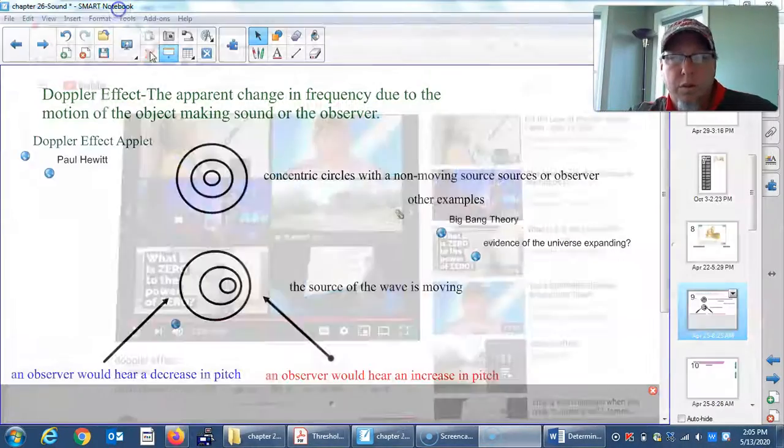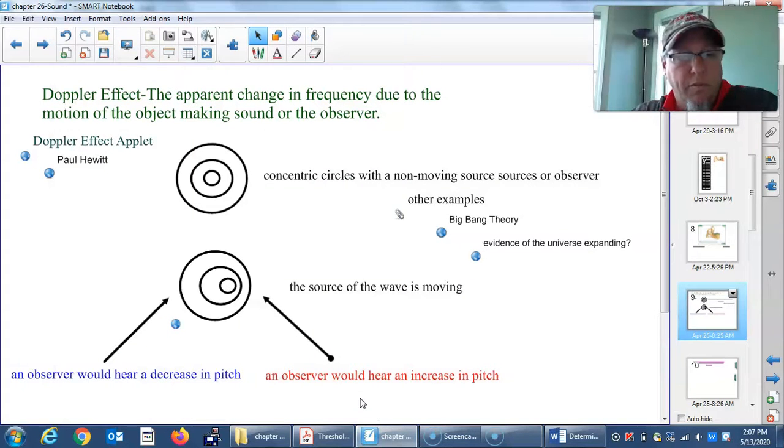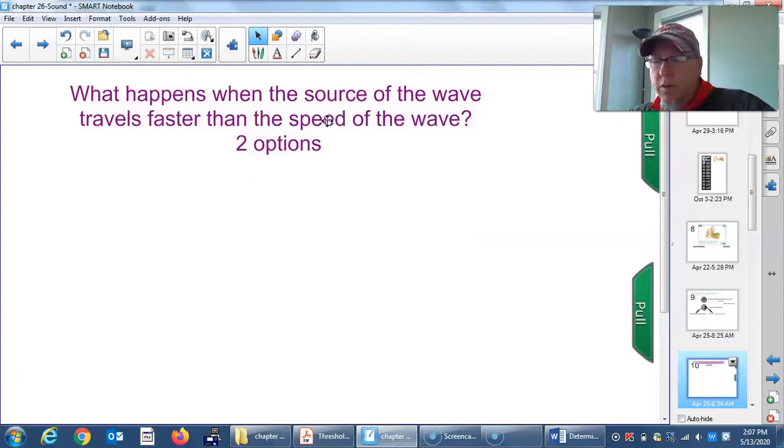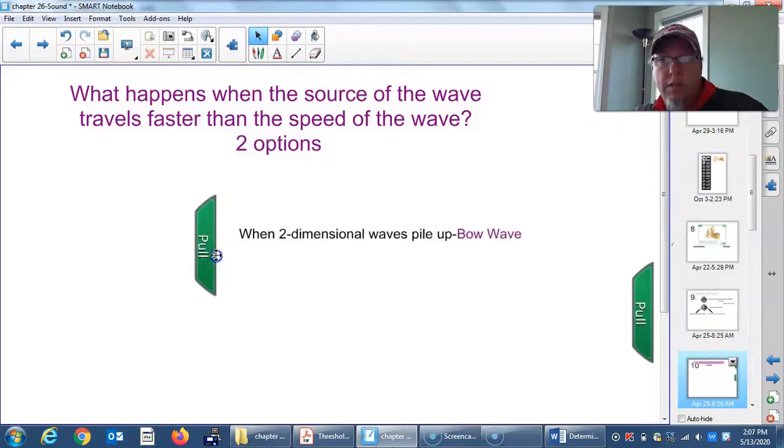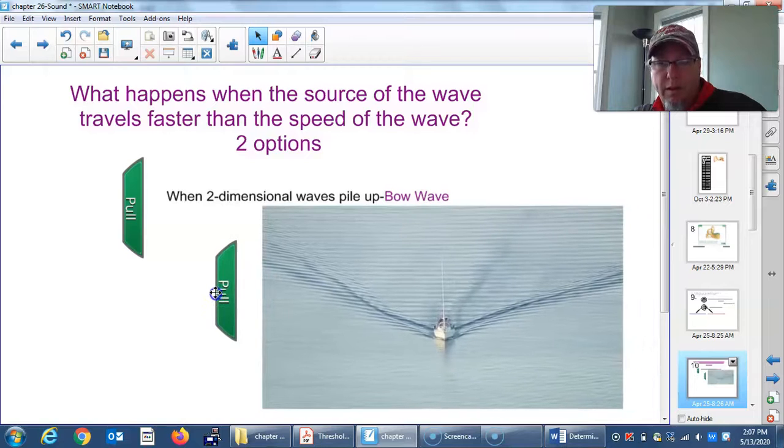So there's a really super quick example of it. Like I said, we have a couple of vocabulary words that we can relate to this. If you're talking about the source of the wave, and the waves are stacking up in two dimensions, like if the source is moving faster than the wave, and the wave is only made in two dimensions, that's what we call a bow wave. And a great example of that would be a ship. See, there's only two dimensions that this wave is moving into, and this is what a bow wave would look like.